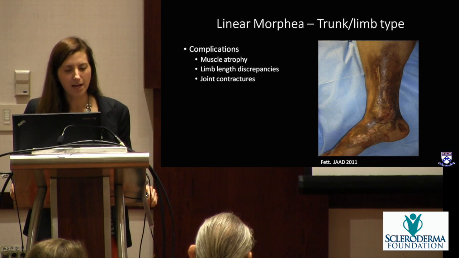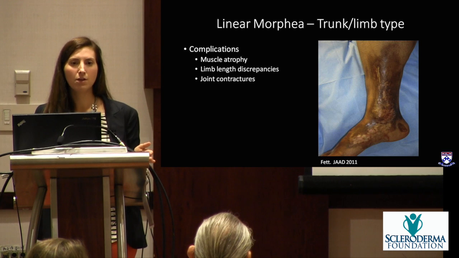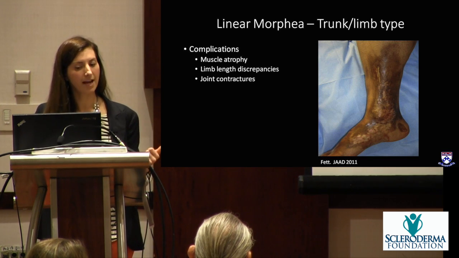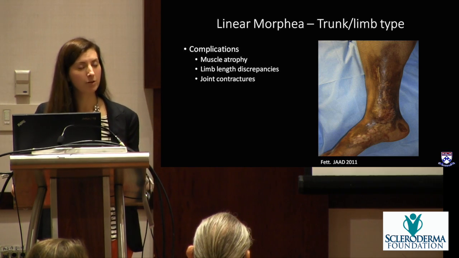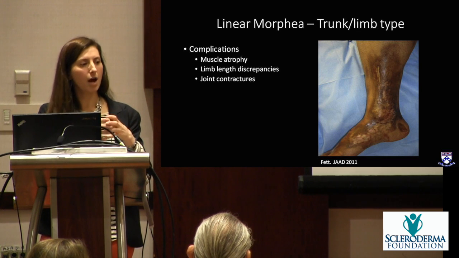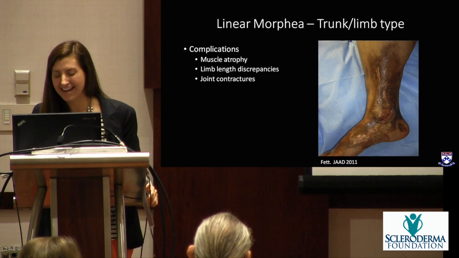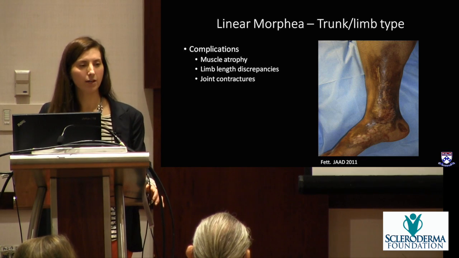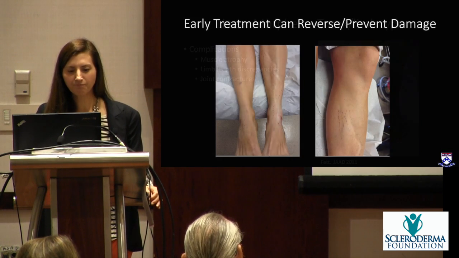So for trunk and limb type, because it can affect underlying structures, especially if it's overlying a joint, it can cause muscle atrophy. It also can cause limb length discrepancies. What does that mean? In a child who's actively growing, linear morphea can prevent limb growth. So there can be a difference in the length of the limbs. It also can affect the circumference, or how wide the legs are one to another. And if it's overlying a joint, it absolutely can cause contractures, or prevention of that joint from moving well.